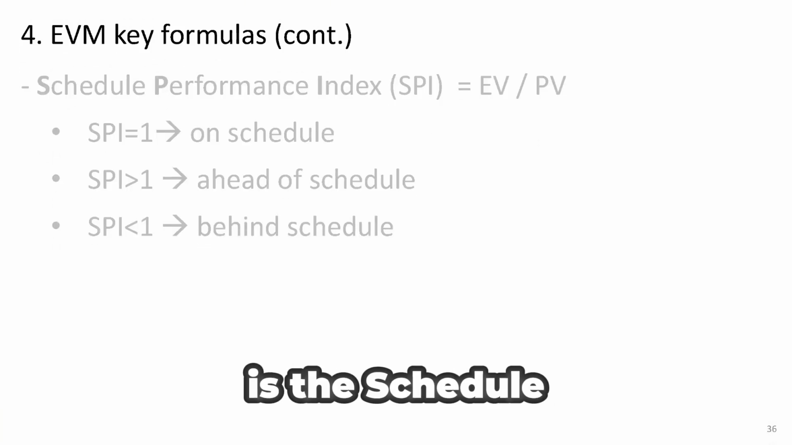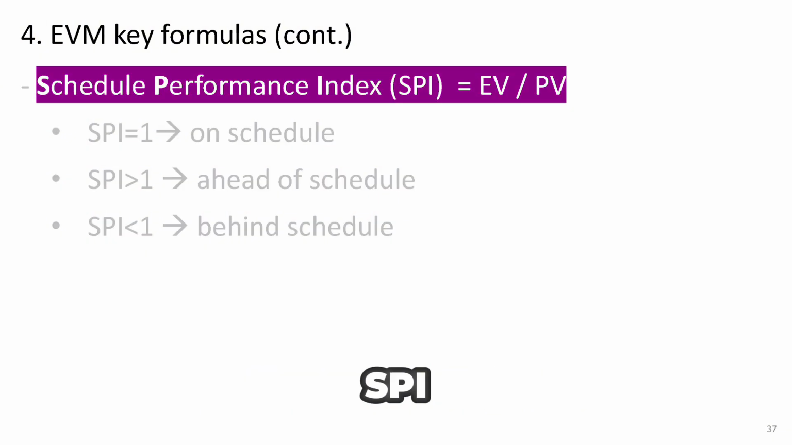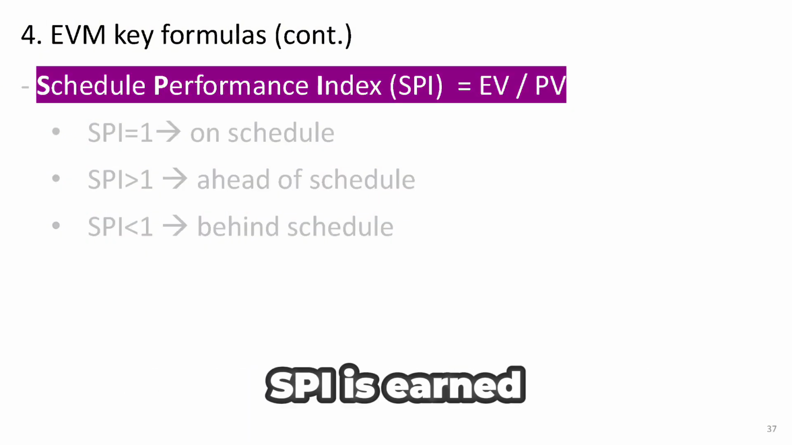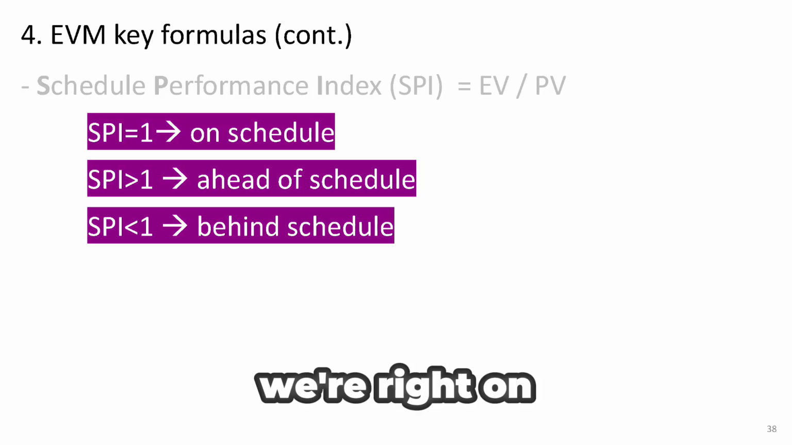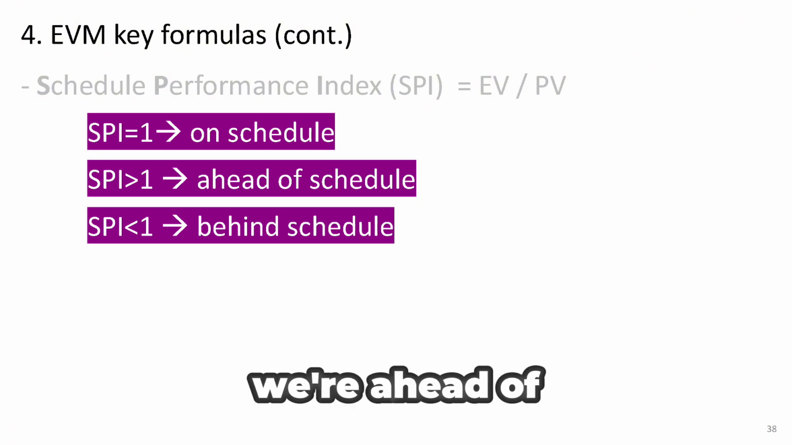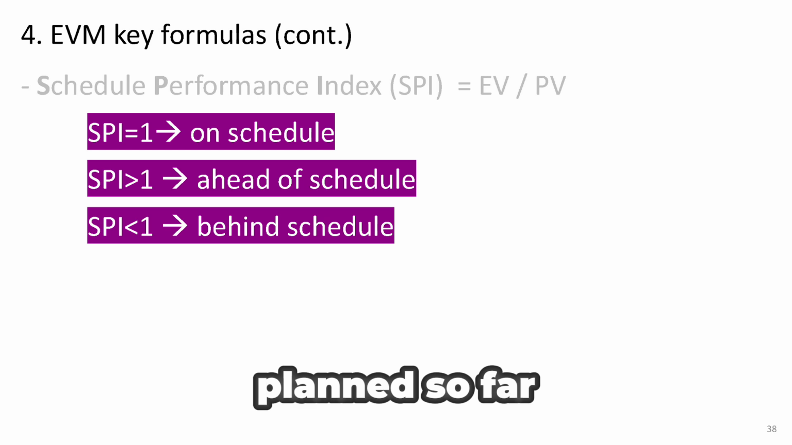All right, next up is the Schedule Performance Index, or SPI. This is an alternative measure to assess project schedule. SPI is earned value divided by planned value. If SPI is equal to 1, we're right on schedule. We've done exactly the amount of work we were supposed to by this point. If SPI is greater than 1, we're ahead of schedule. We've done more work than planned so far.